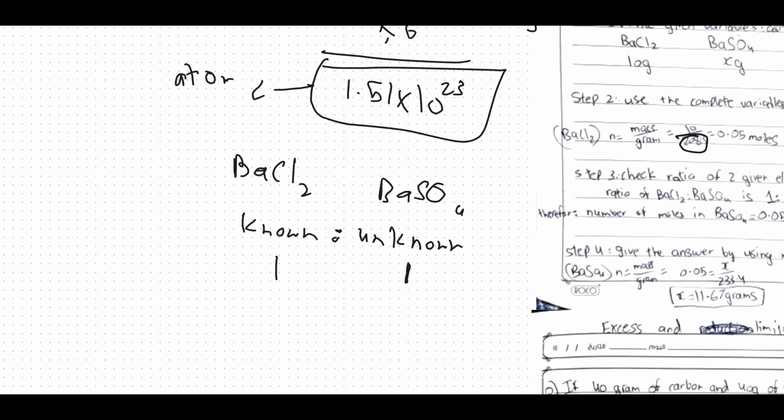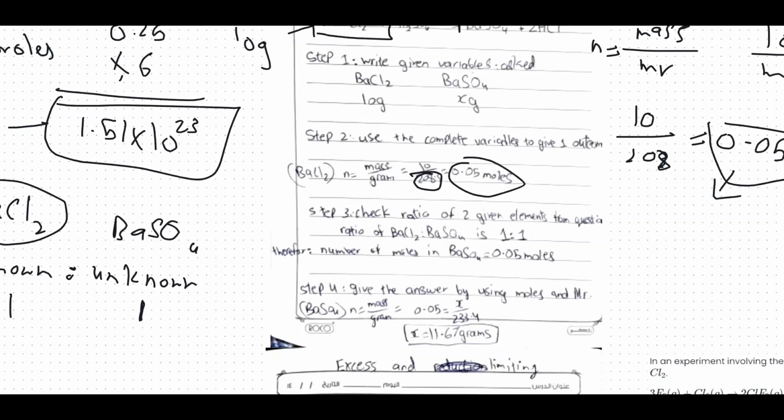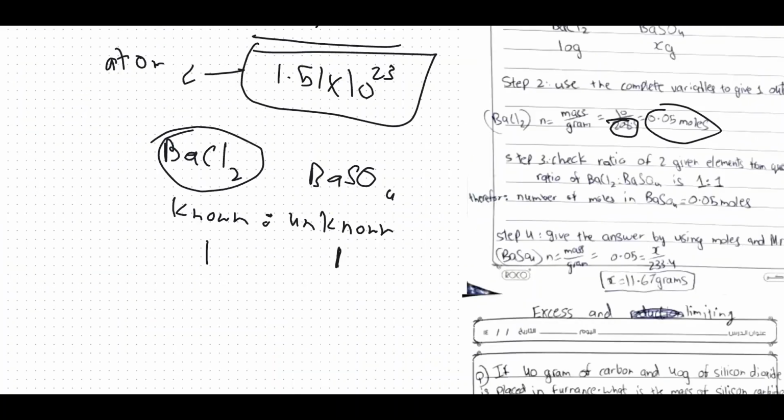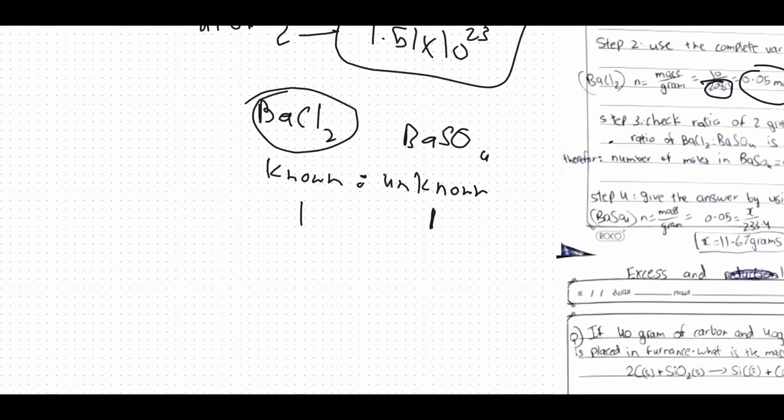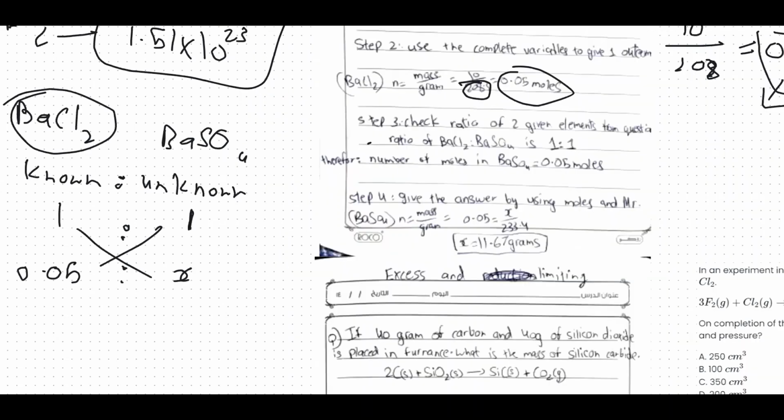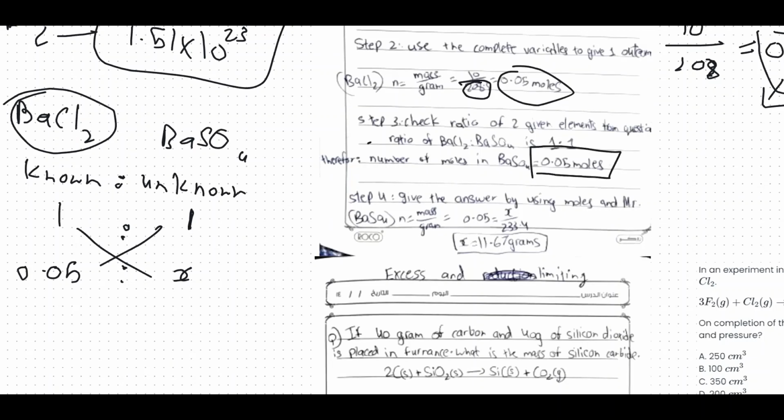My number of moles, I know I calculated for barium chloride, it's 0.05. So I write 0.05 moles. And now I can find the number of moles for barium sulfate. Why? Because I can simply cross multiply. And the moles of barium sulfate would be 0.05 as well, because the suffix are same.